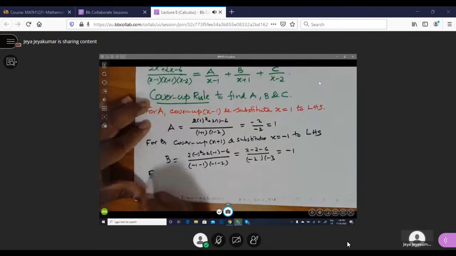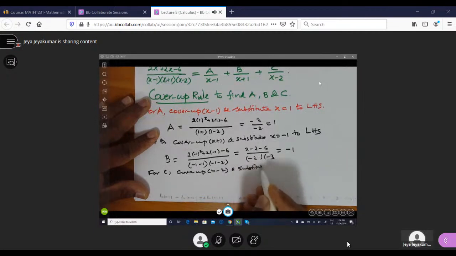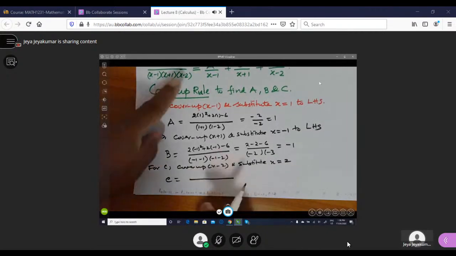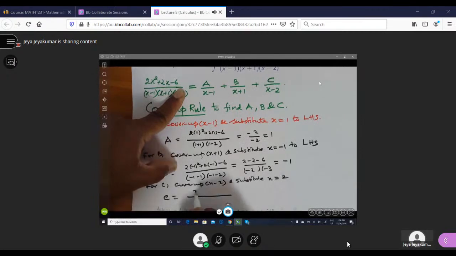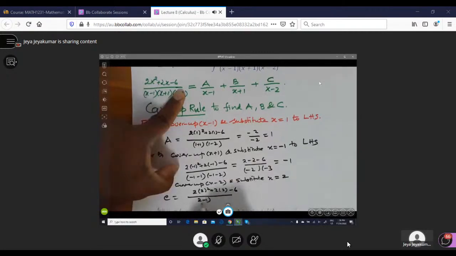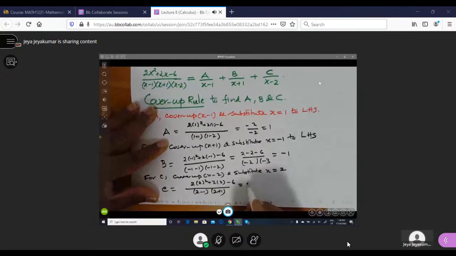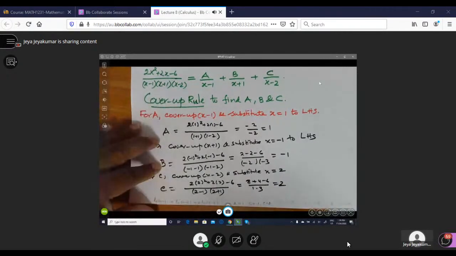Now for c, you cover up x minus 2 on the left-hand side and substitute x equals 2. That is 2 times 2 squared plus 2 times 2 minus 6, and on the denominator it's 2 minus 1 and 2 plus 1. So that gives you 8 plus 4 minus 6 over 1 times 3, so c is 2. So this is just a fast way.